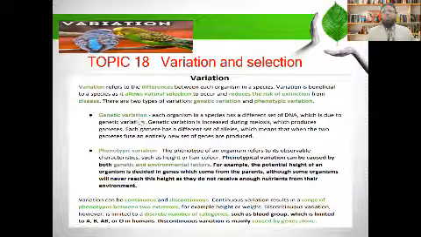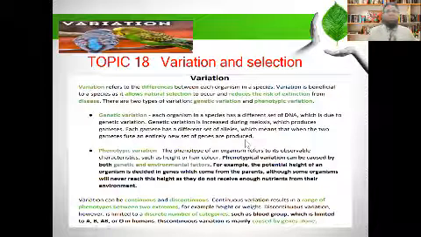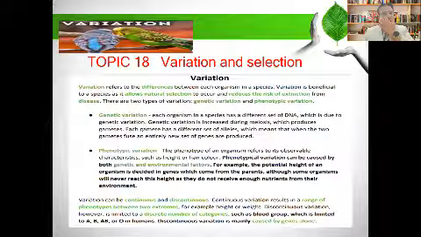Genetic variation is fully based on the gene. Whatever change takes place in the gene, due to this the genetic variation takes place. Each organism in a species has a different set of DNA, which is due to genetic variation. Genetic variation is increased during meiosis, which produces gametes. Each gamete has a different set of alleles, which means that when two gametes fuse, an entirely new set of genes is produced. So in genetic variation, the environment doesn't play any role, because it is fully based on the gene.